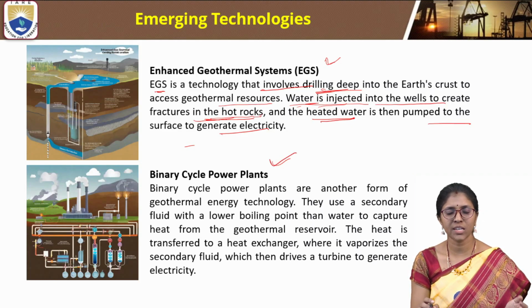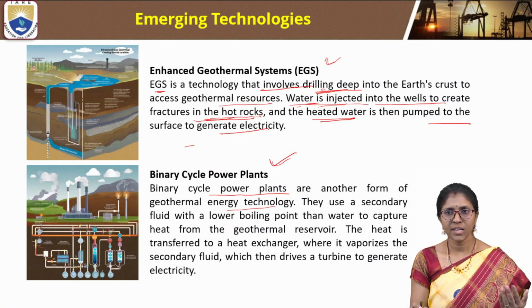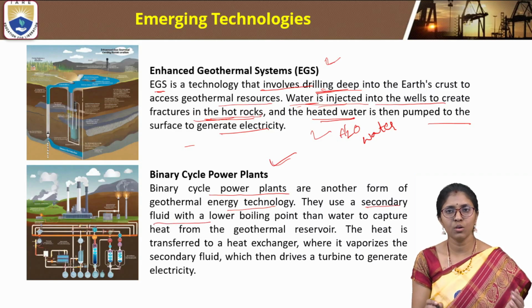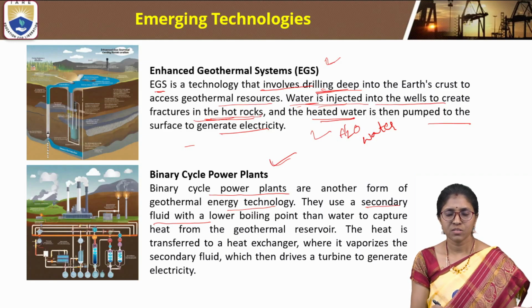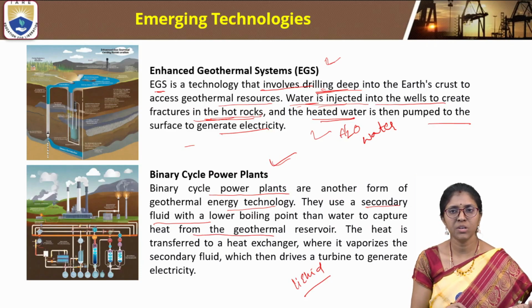Next is binary cycle power plants. Binary cycle power plants are another form of geothermal energy technology. They use a secondary fluid. In the enhanced geothermal system, we use water. In binary cycle power plants, we use a secondary fluid with a lower boiling point than water, to capture heat from the geothermal reservoir.